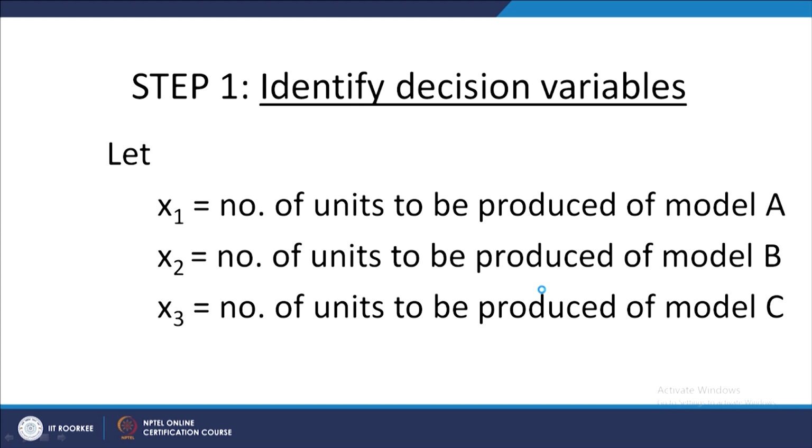So, let us assume that we have the following decision variables. X1 is equal to the number of units to be produced of model A. Similarly, X2 is the number of units to be produced of model B, and X3 is the number of units to be produced of model C. These X1, X2, X3 are the decision variables, and this is what we have to determine.